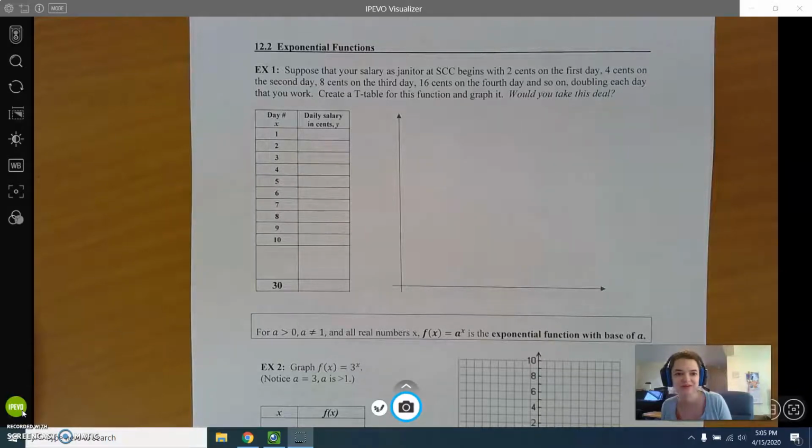Everybody! Welcome to our 12.2 notes on exponential functions. So exponential functions, I'm sure you guys have heard all kinds of things about them in the news. Let's discover what they look like and what their graphs look like, okay?